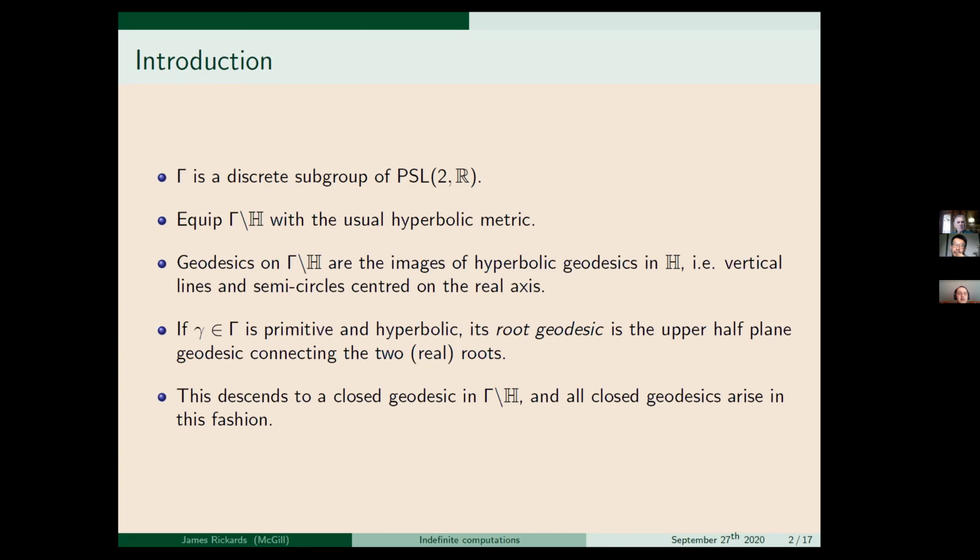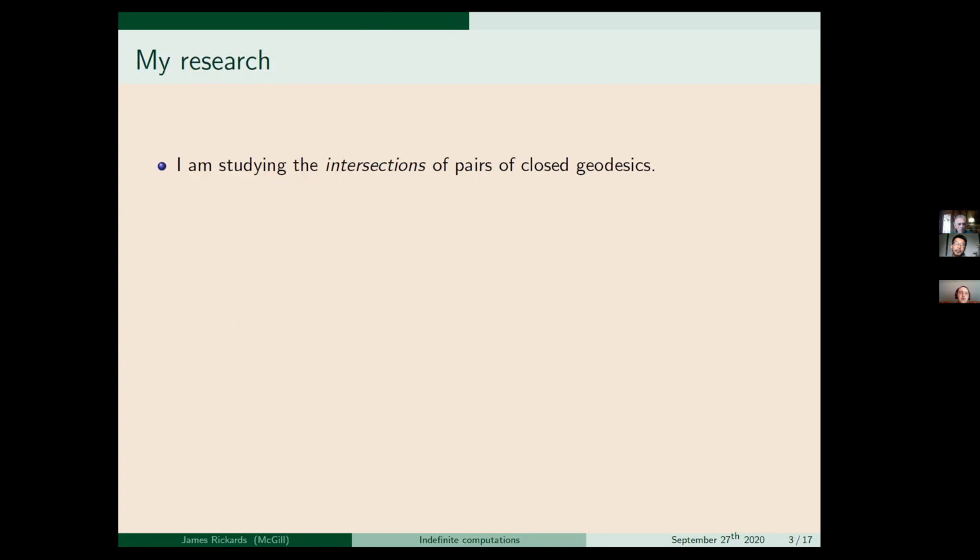So instead of studying closed geodesics, you can study hyperbolic elements of your group gamma. People have studied these closed geodesics for years and years. What I'm studying is intersections of pairs of closed geodesics. If you take two closed geodesics, you ask the simple question: how many times do they physically intersect on this quotient space?